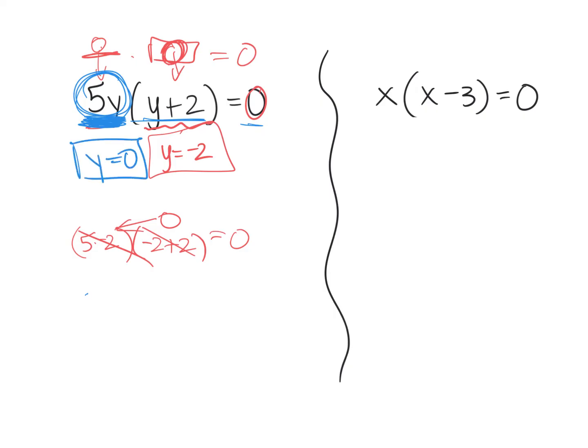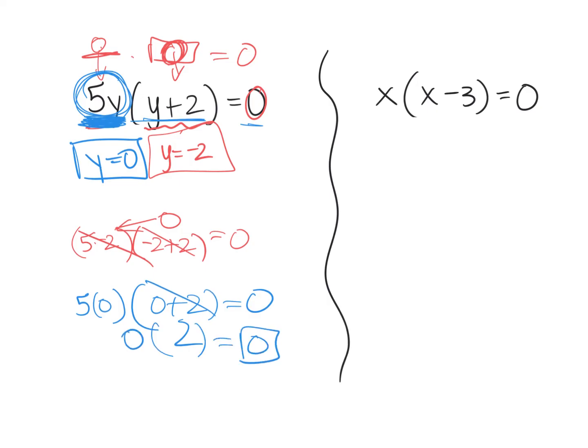And again, I could plug that in. I could say 5 times 0 times 0 plus 2, does that equal 0? Well, this is a 2. 5 times 0 is 0. 0 times 2 is 0. So my two solutions, I actually have two solutions for this one, are 0 and negative 2.